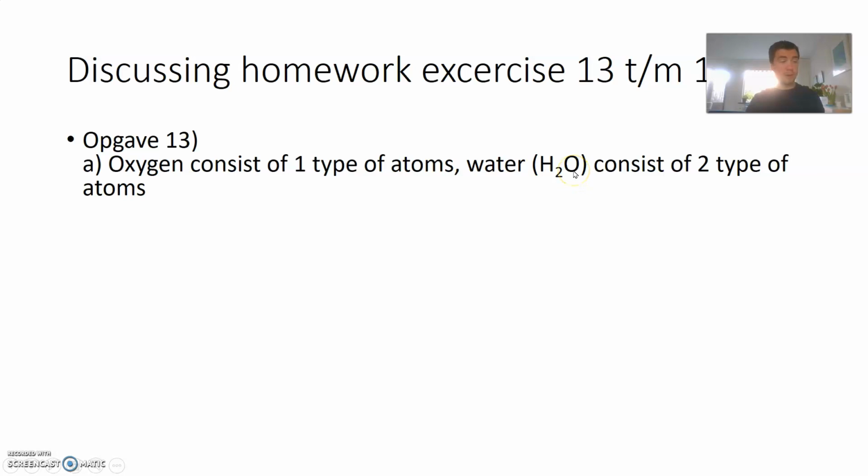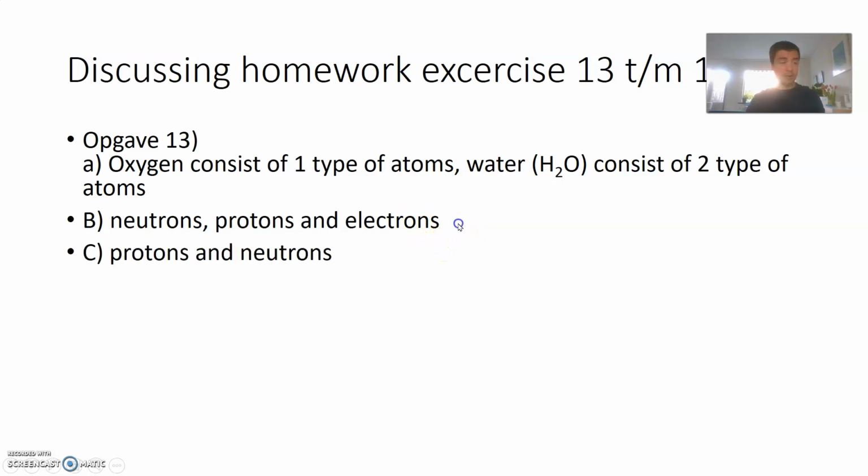Which three types of particles make up an atom of copper? Those are the neutrons and protons, and those are in the nucleus, and electrons are like in a cloud surrounding the nucleus. Which of these particles are in the nucleus? So those are what I just said, protons and neutrons.